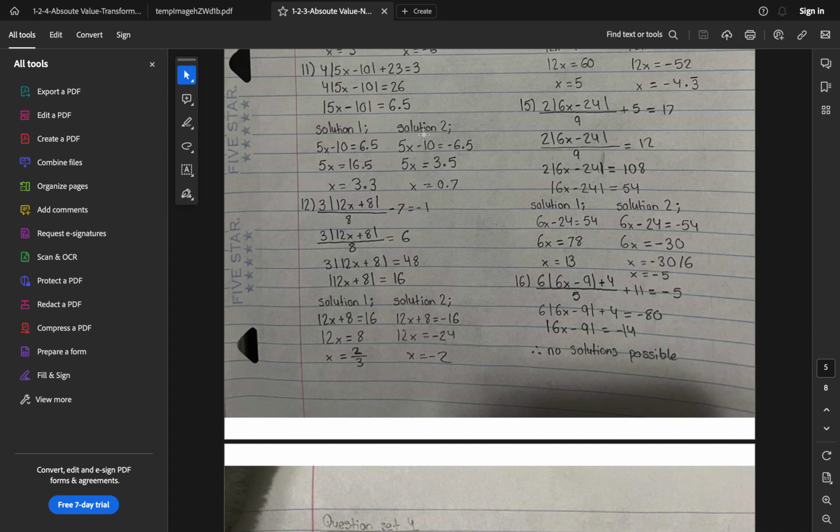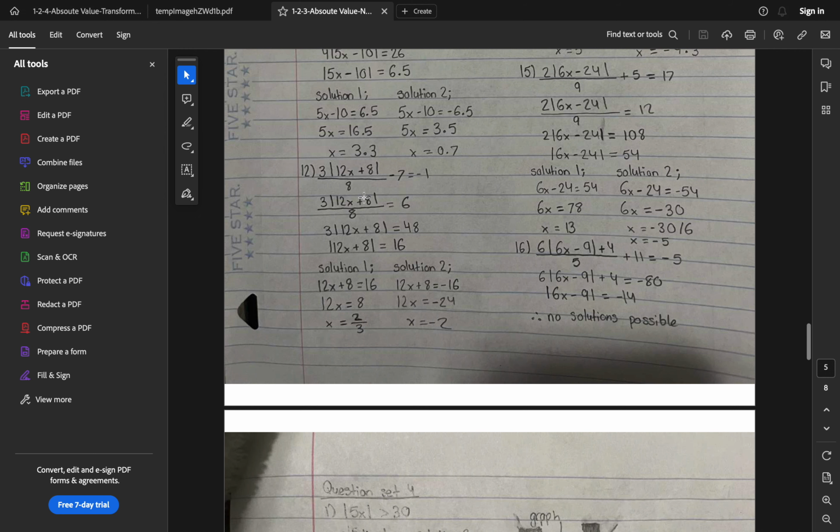Once again, two possibilities: where it's equivalent to positive 6.5 and negative 6.5. We rearrange and isolate for x. This gives us 5x is equivalent to 16.5 and then x is equivalent to 3.3. And solution number 2 will give us 5x is equivalent to 3.5 and x is equivalent to 0.7.